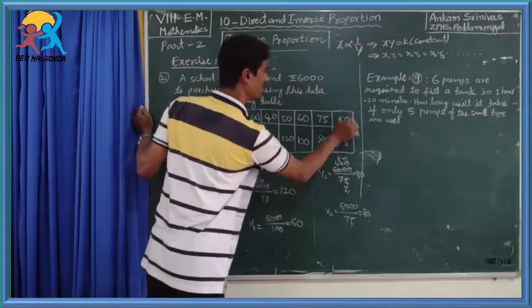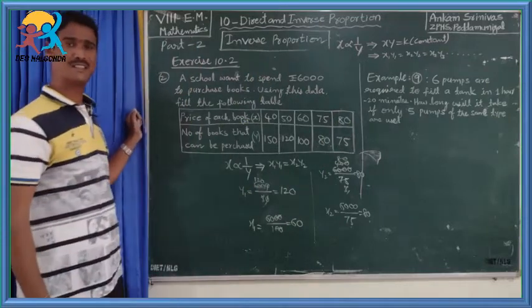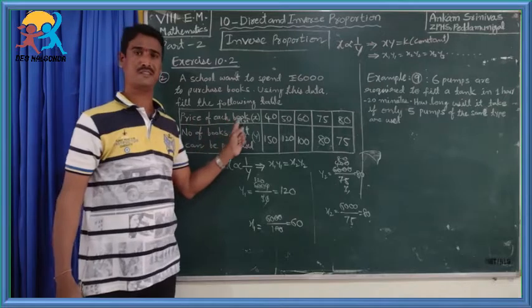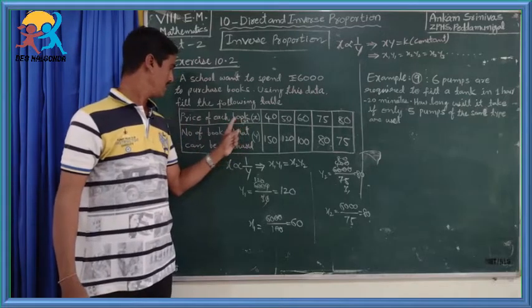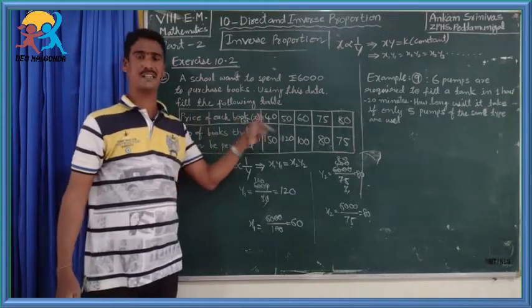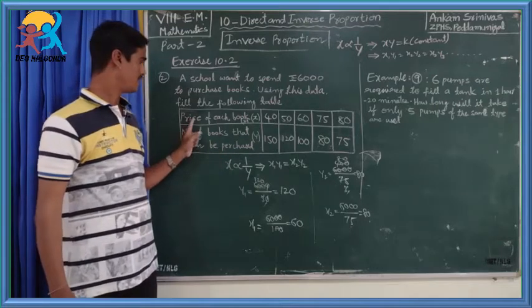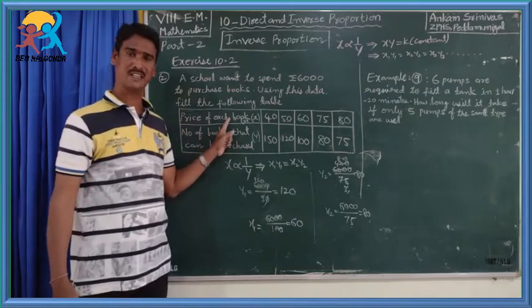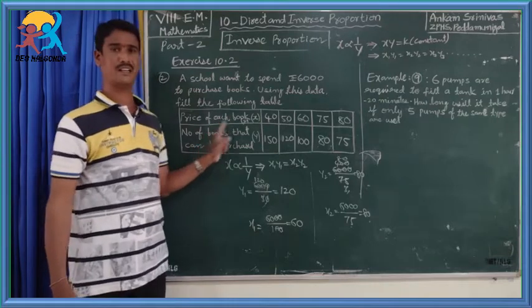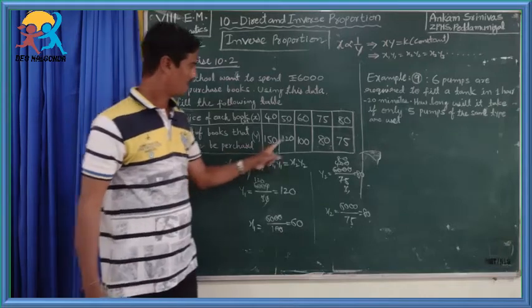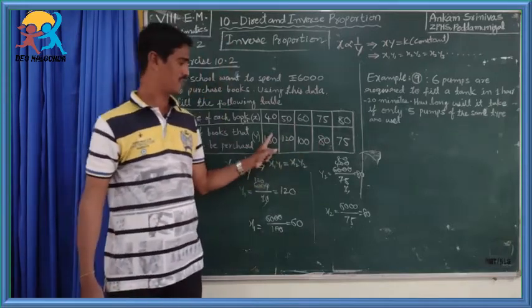This is also 80. So my dear children, if the price of each book is increasing, the number of books decreases, and if the price of each book is decreasing, the number of books will increase. So using this inverse proportion, we filled this table.